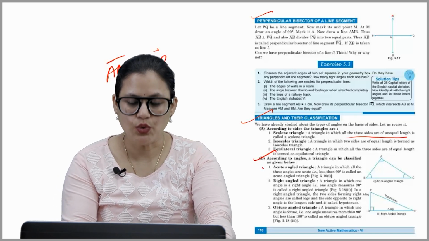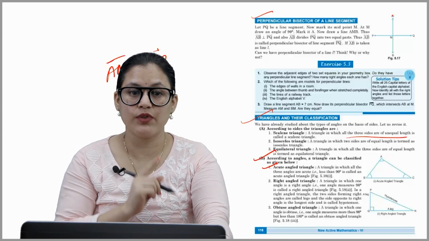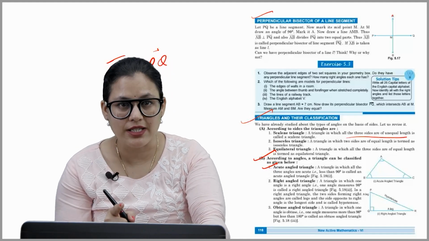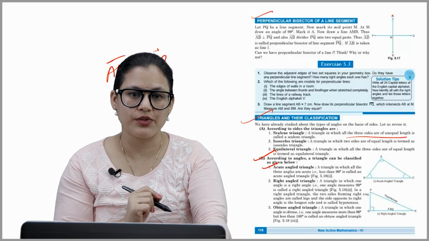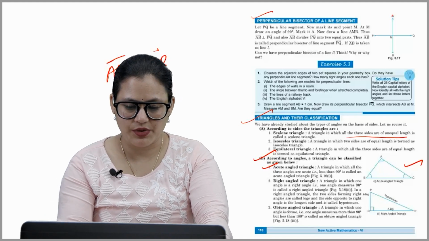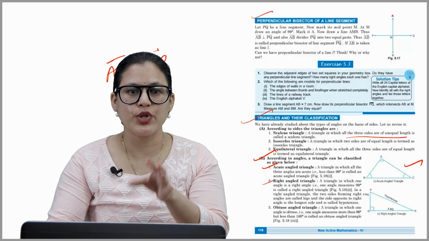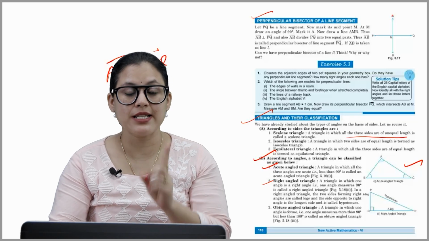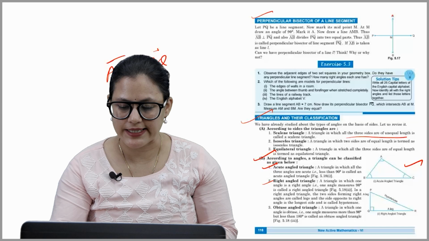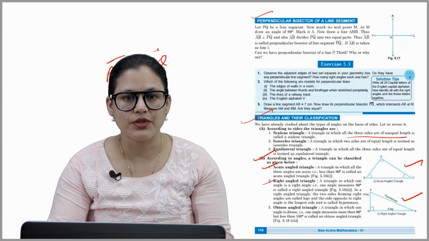Number 1, acute angled triangle. A triangle in which all three angles are acute, that is less than 90 degrees, is called an acute angled triangle. For example, this is an acute angled triangle. Number 2, right angled triangle. A triangle in which one angle is a right angle, that is one angle measures 90 degrees, is called a right angled triangle. See, this is a right angled triangle.